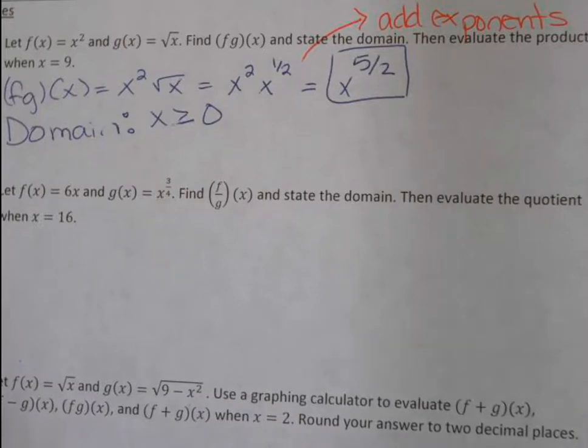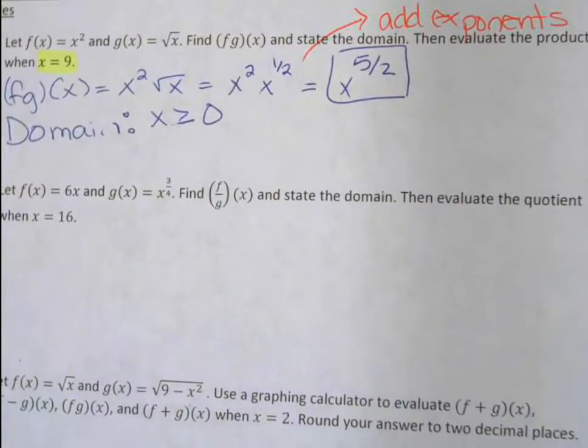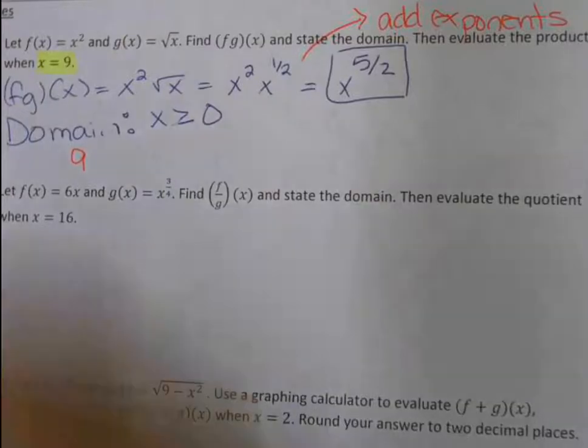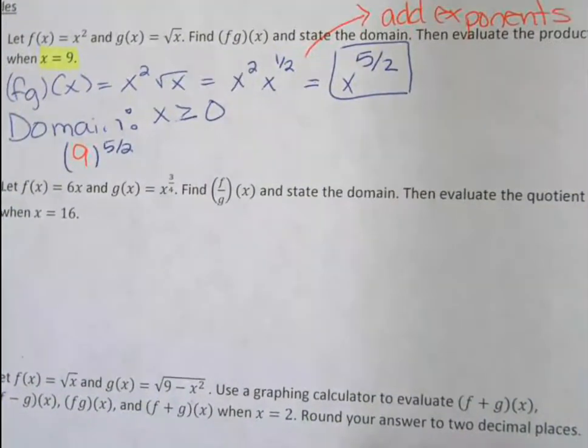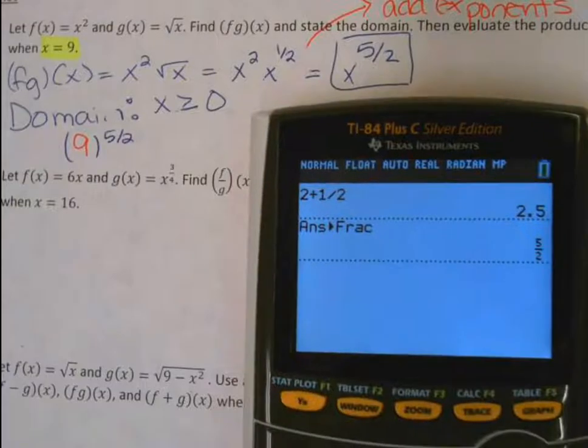Okay, then the final piece, it wants me to plug in 9. So I'm going to plug in 9 to that equation I boxed. I could do this by hand, or I can type it in the calculator. What do you want me to do? Okay, so I'm going to type it in. It's going to be 9 to the 5 divided by 2, right? Huh? 243.